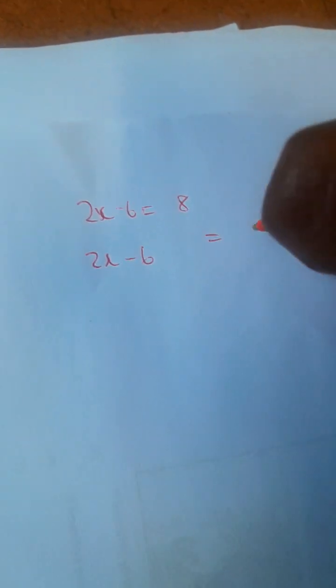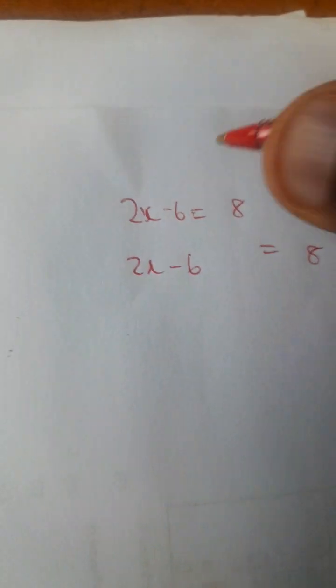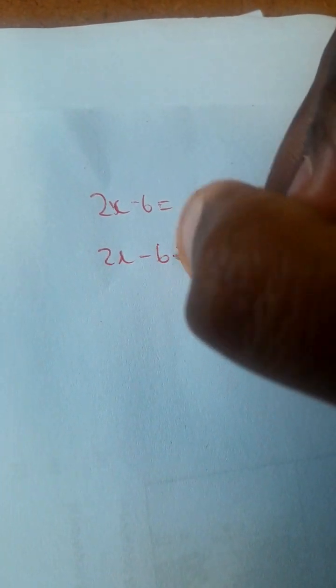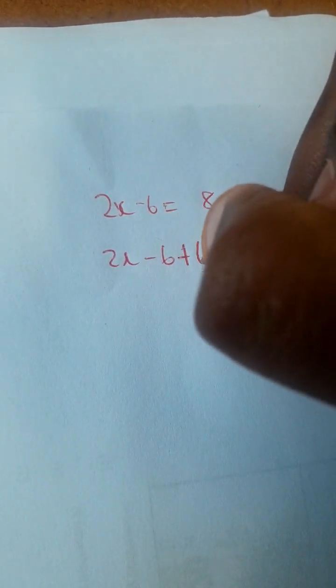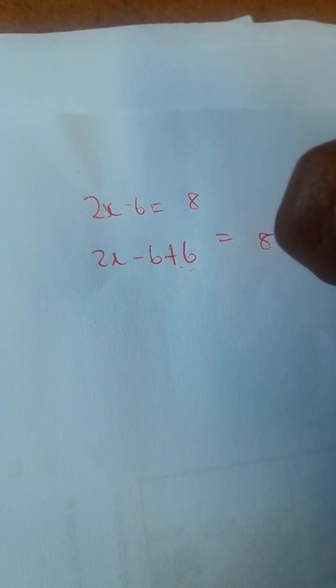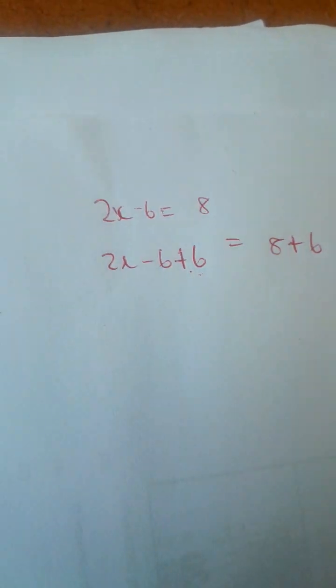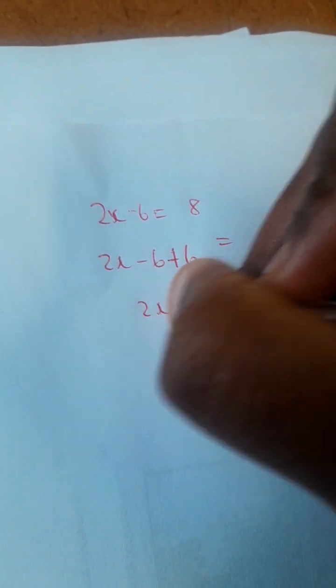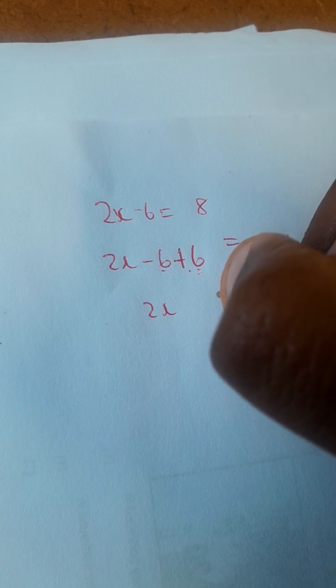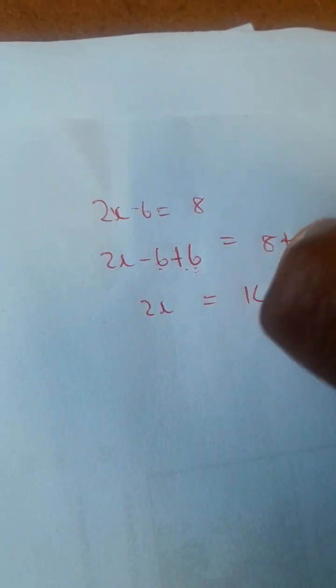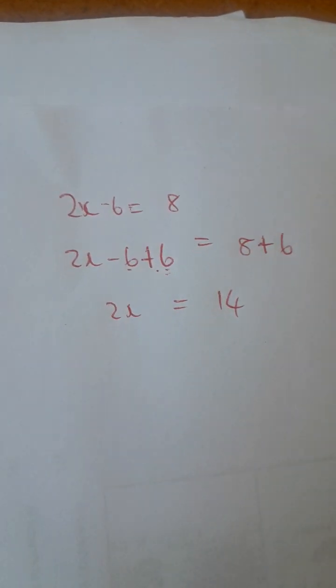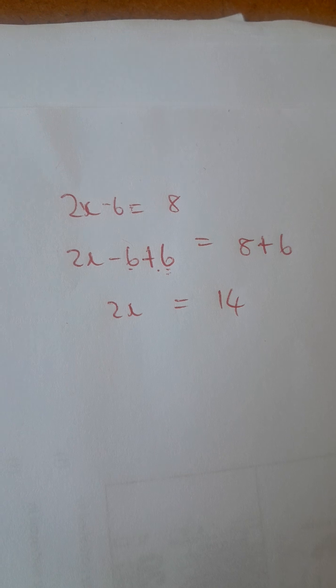So 2x minus 6, we were to rewrite it, okay? We use what we call the additive inverse. So we add 6 because the additive inverse of minus 6 is plus 6. But what we do on the left, we must do where? On the right, okay? And then we have 2x. What's minus 6 plus 6? That becomes 0. And then 8 plus 6 becomes 14. So please understand that it's coming from the idea of additive inverse.